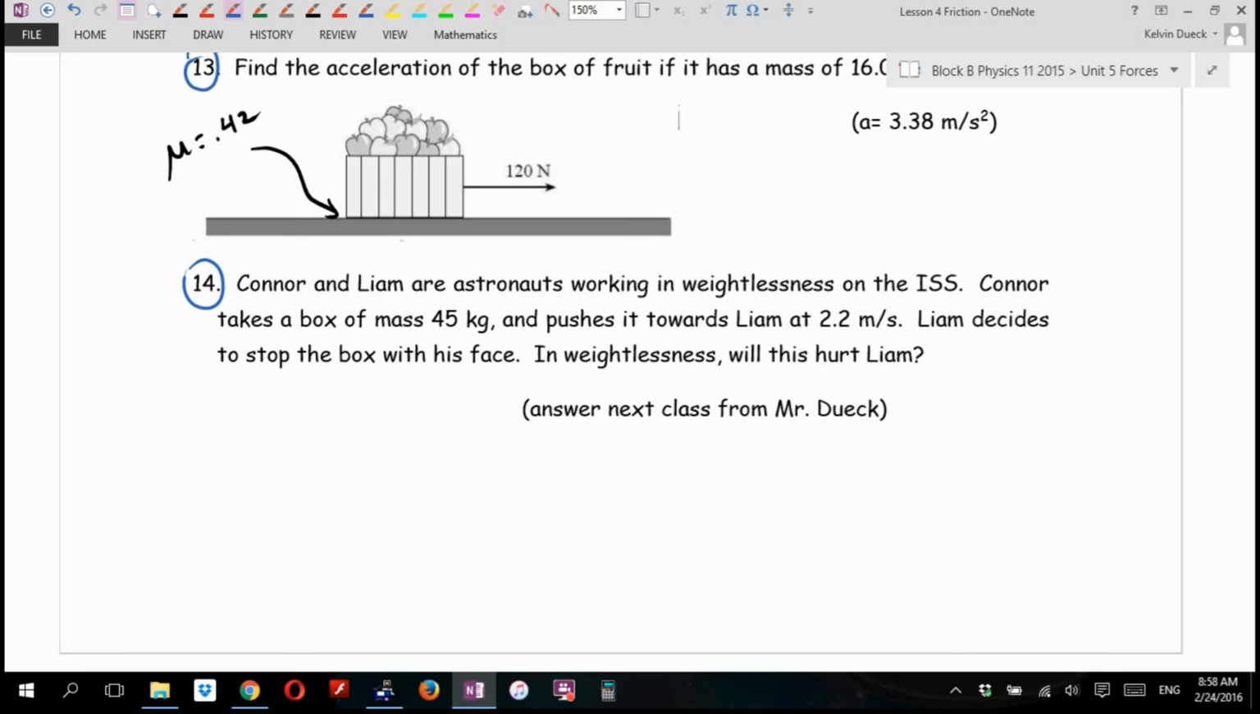Liam decides to stop the box with his face. Will it hurt? That's really the question I want to ask. Would it hurt in weightlessness to get hit by a mass? Or if you really want to be poetic, could you have a boxing match in zero gravity? Would punches hurt at all? Or because nobody has any weight, would the punches not do anything? We'll talk about that next class.